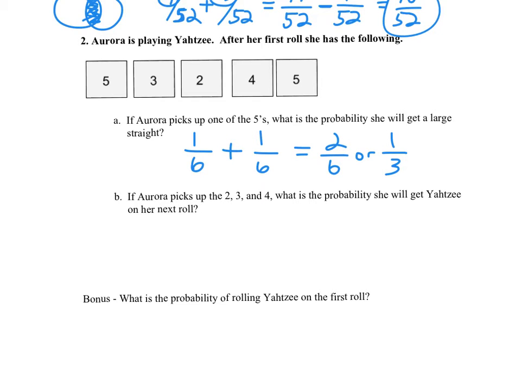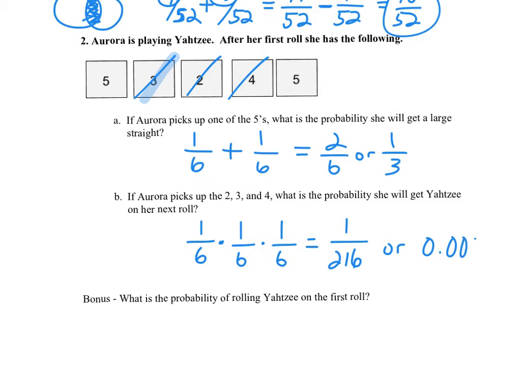What's the probability that she's going to go for Yahtzee? So she's going to pick up the 2, 3, 4. Well, that obviously makes the most sense if you're going to go for Yahtzee. Pick up the 2, 3, 4. So she's got to get a 5 and a 5 and a 5. The probability of a 5 and a 5 and a 5 is the product of those 3. 1/6 to the 3rd power is 1/216. It's unlikely, but not terribly unlikely. And you could have called this 0.0046.